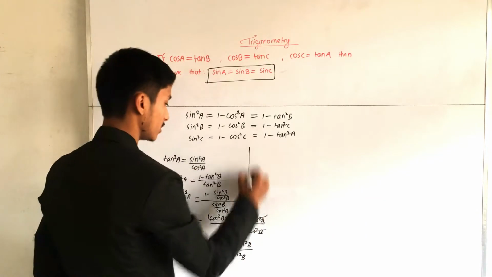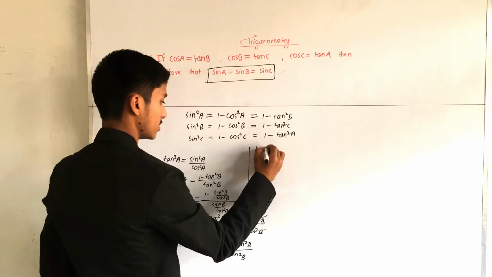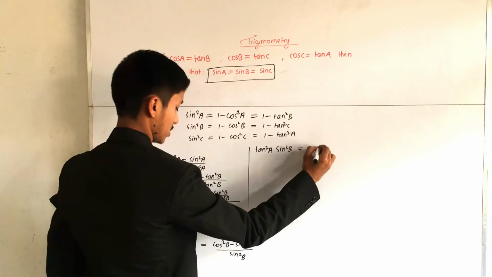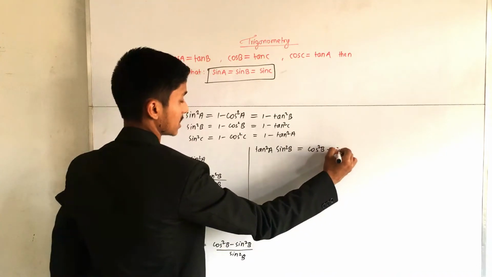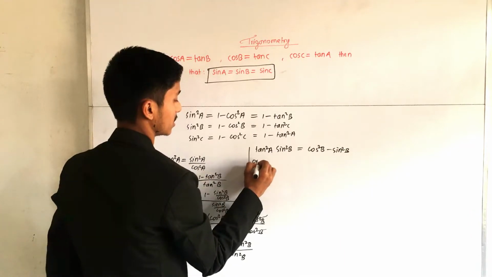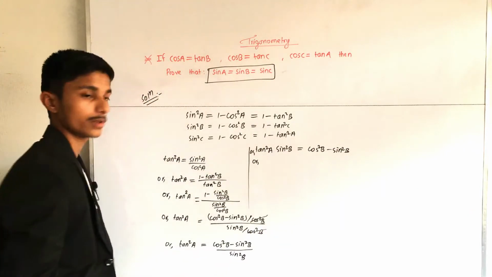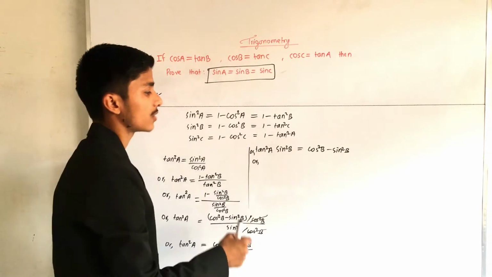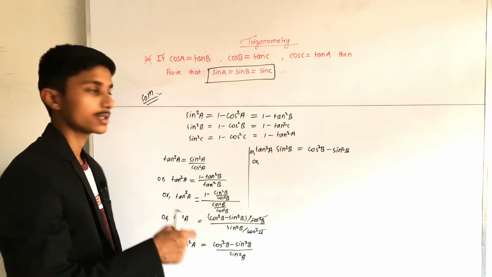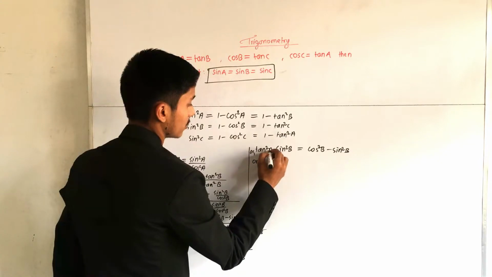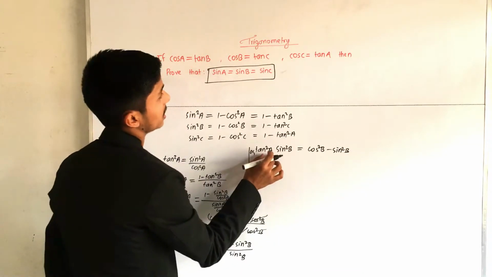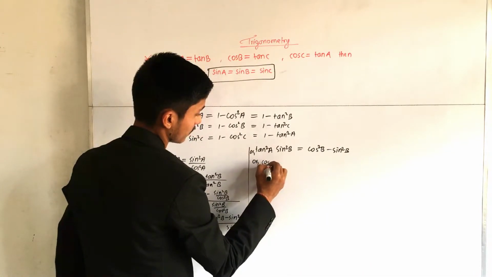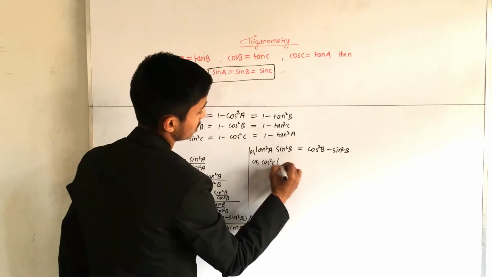Now we just do cross multiplication. Then we get tan square A into sin square B is equal to cos square B minus sin square B. We can write tan square A into sin square B is equal to cos square B minus sin square B. Here now we can convert this tan A, instead of tan A we can write cos C. Then we get here cos square C.